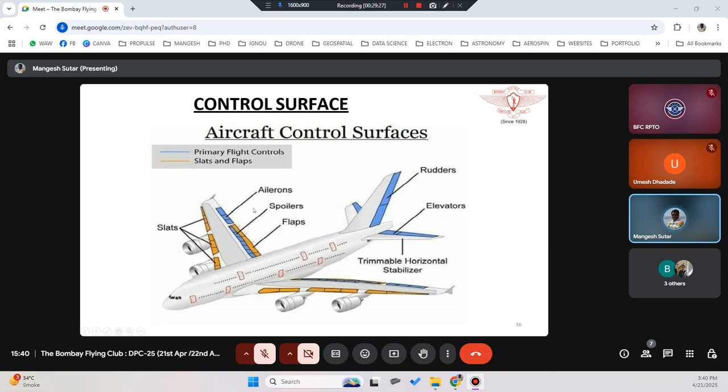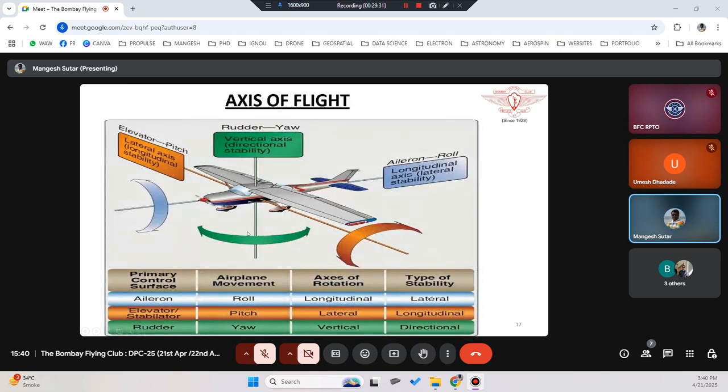Now let's see how these three controls control the flying of the aeroplane. Okay, so what does aileron do? Aileron does the roll motion, and that roll motion happens on what? The longitudinal axis. What is the longitudinal axis? From the tip of the aeroplane to the tail.